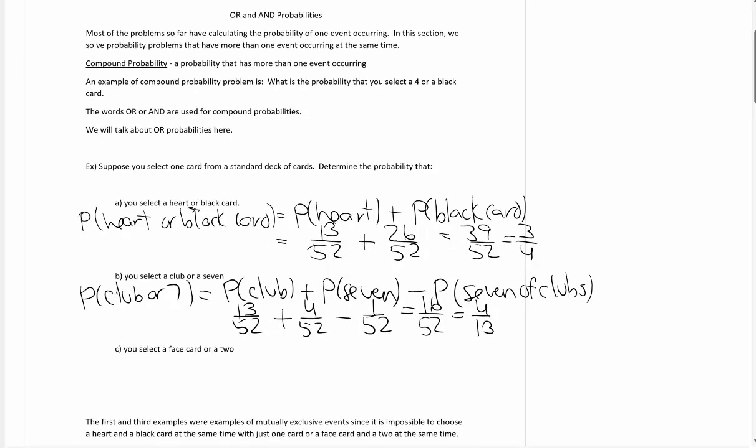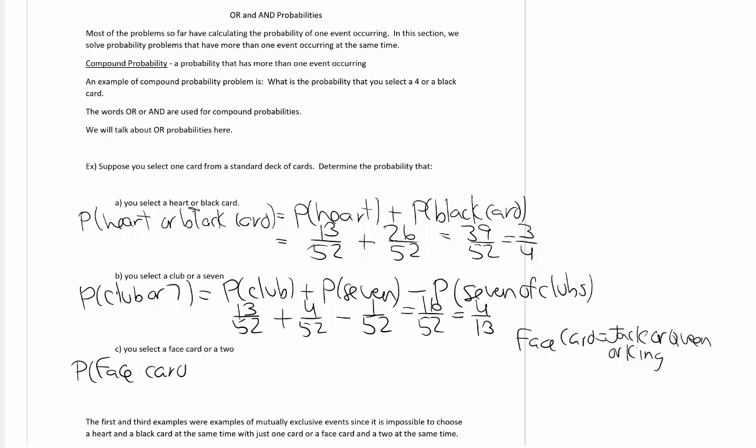Okay, part C, you select a face card or a 2. So remember, a face card is either going to be a jack or queen or king. In other words, any card that actually has a face. So the probability of a face card or a 2 is the same thing as the probability of selecting a face card plus the probability of selecting a 2. There are 4 jacks, 4 queens, 4 kings, so there are 12 face cards out of 52. There are 4 2s in a deck.